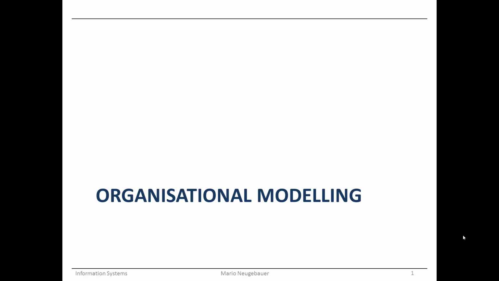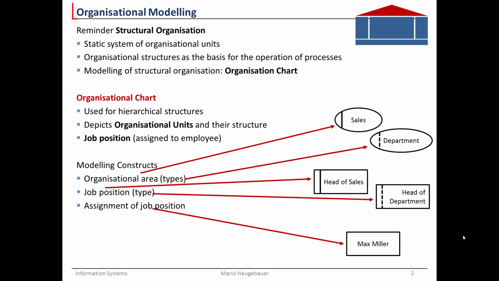Now let's have a look at the organizational modeling in our ARIS architecture model. First, the organizational modeling can be found in the top of the ARIS model. As a quick reminder, the structural organization refers to the static system within the organization. So all the departments, all the organizational units are mapped to the structural organization.